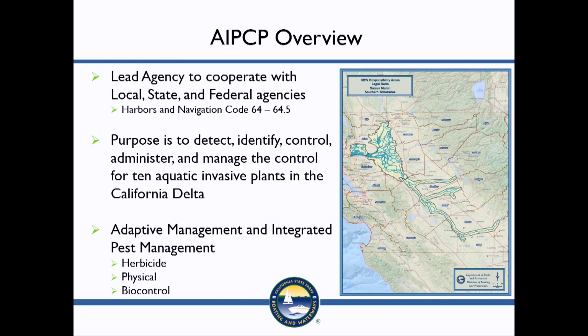Harbors and Navigation Code 64 and 64.5 are the regulations that provide us with the lead agency status, along with what kind of plants that we are allowed to control. We have regulations that started with Congress, with Senate bills and Assembly bills that have added to our current 10 invasive plant species that we control for, which has moved from legislative to working with a risk assessment process with the California Department of Fish and Wildlife. And they would work with their collaborators, researchers, and stakeholders to determine if new plants should be added to our program as target aquatic invasive plants that we have to manage.